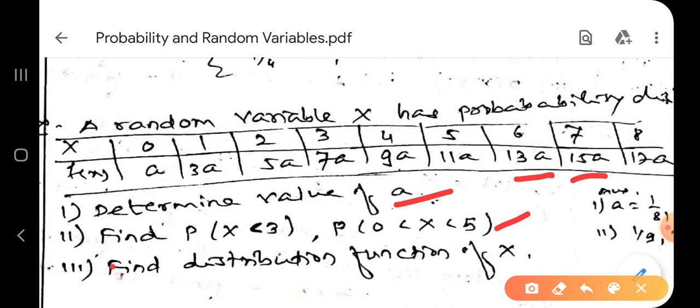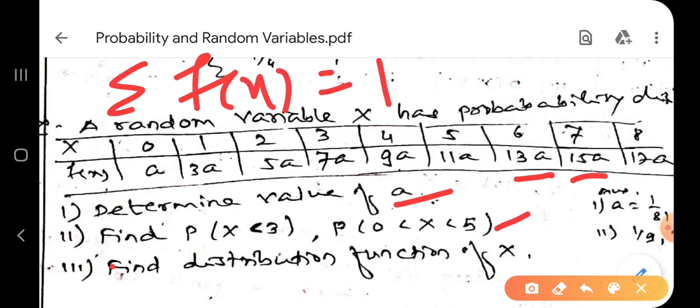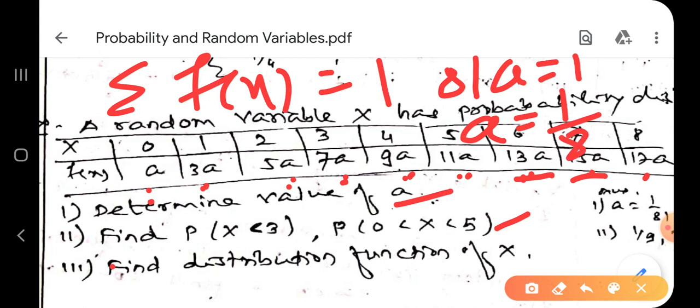The distribution function you can find by adding. Now I will give you some answers here. I will tell you the hint, you can solve it. To find a, add all and equal to 1. Summation of f of x is equal to 1. Integration will not come here because the PMF is given and all values are finite, so here the addition of all terms is equal to 1. If you simplify this: a plus 3a is 4a, plus 5a is 9a, plus 7a is 16a, plus 9a is 25a, plus 11a is 36a, plus 13a is 49a, plus 15a is 64a, plus 17a is 81a. So 81a is equal to 1, which means a is equal to 1 by 81. First answer done.